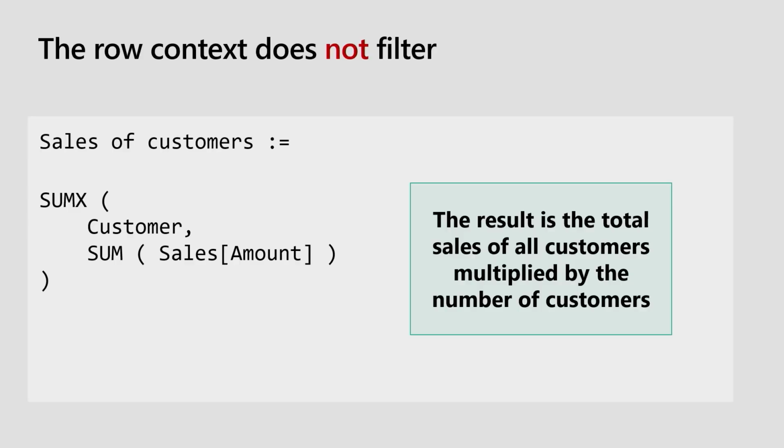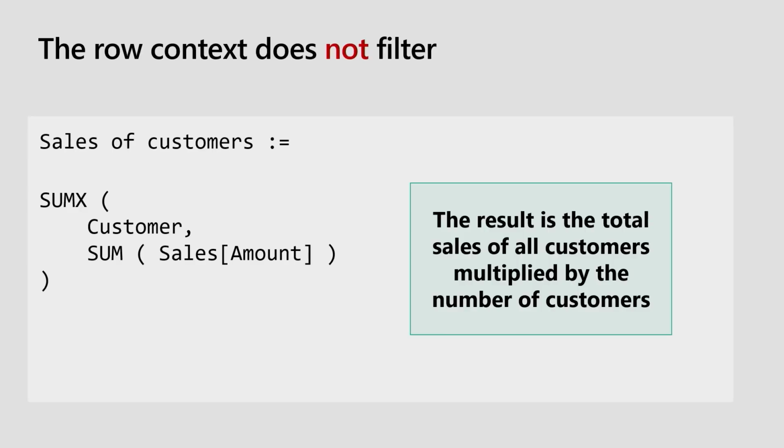Why does the row context not get the current customer? Because we said only the filter context propagates through the relationships. The row context ignores the relationships. And when you write this syntax, SUMX iterates customers, and SUM of Sales Amount aggregates the amount column in the sales table. There is nothing saying I only want to filter the sales for the customer.